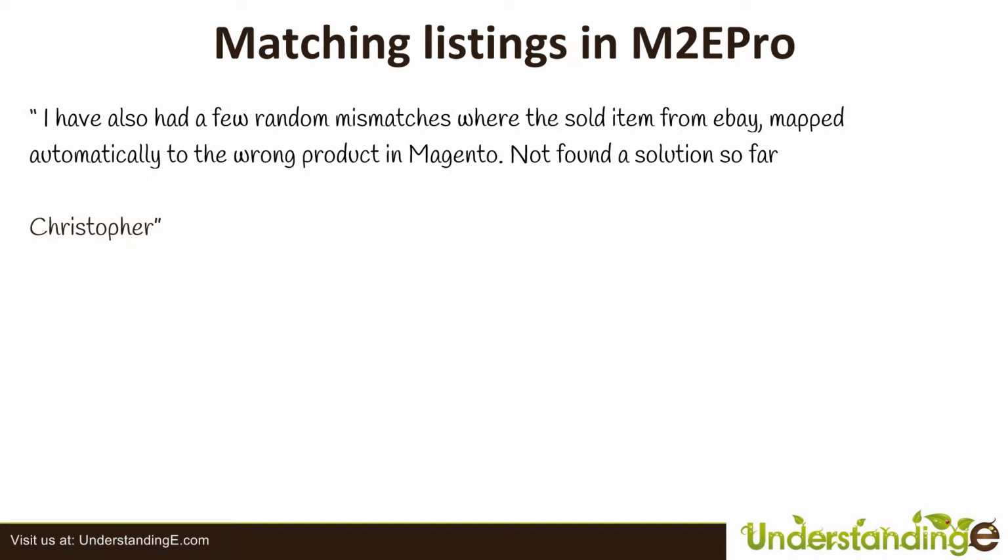I have also had a few random mismatches where the sold item from eBay maps automatically to the wrong product in Magento. Not found a solution so far, Christopher. So Christopher and also Steve, because it's in the same thread in the forums, we're going to jump across to Magento, and we're going to quickly review the settings which we've got in there, which should help you get on to the right tracks.